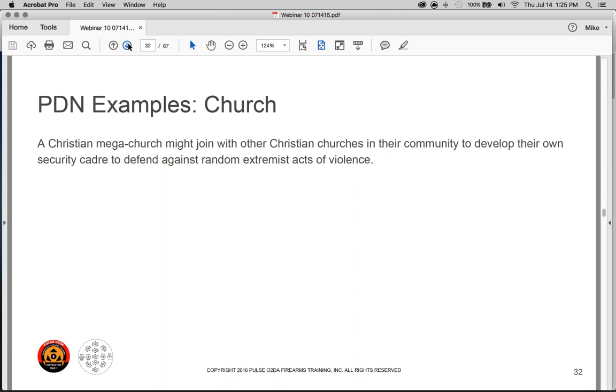Okay, thanks, Ron. Next up, church. A Christian megachurch might join with other Christian churches in their community to develop their own security cadre in order to defend against random extremist acts of violence. This is actually something we're currently working on with a client.